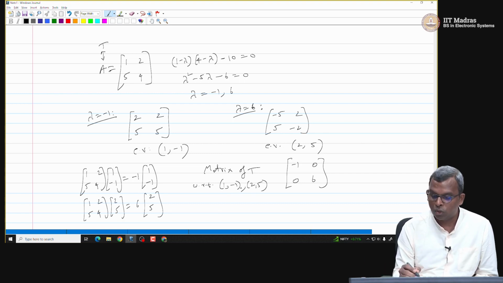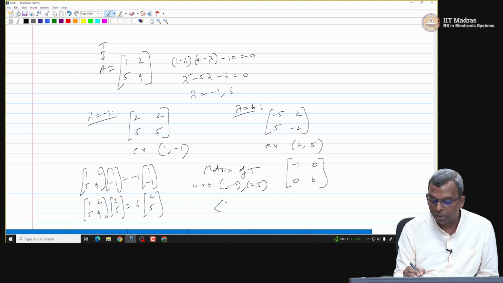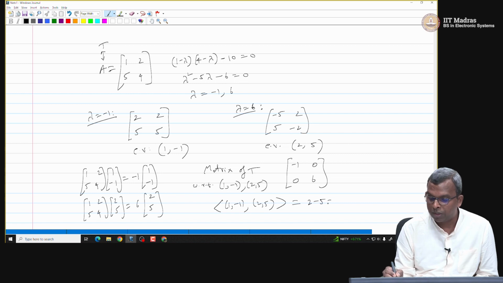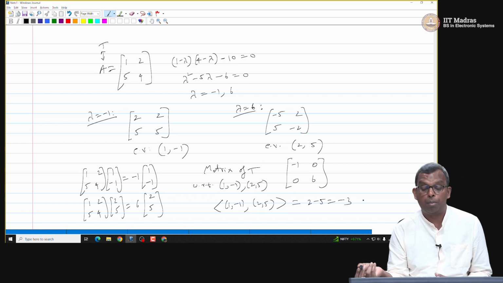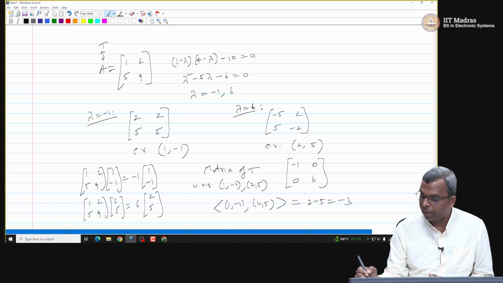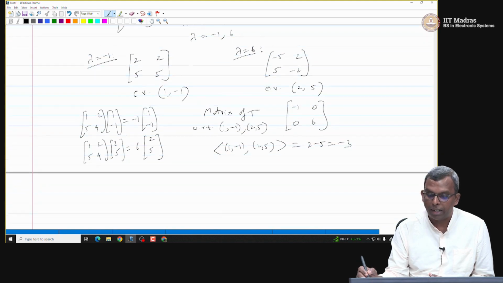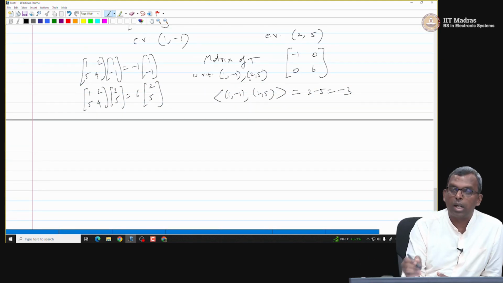Okay, but these two are not orthonormal, right? They're not orthogonal. If you take a dot product of 1 comma minus 1 and 2 comma 5, you end up getting 2 minus 5, it's minus 3. So they're not perpendicular. So how do you get an orthonormal basis now? You can do Gram-Schmidt on this.